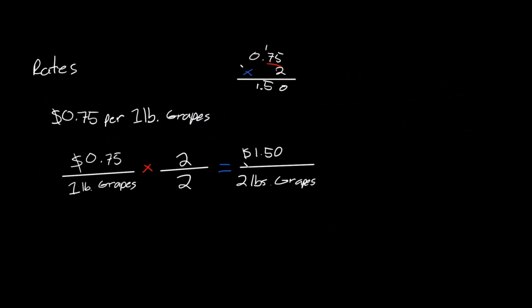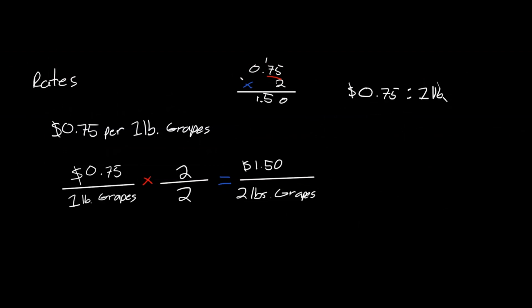$1.50. And we could have rewritten that in ratio notation. We could have written the money here so you know what we're talking about, per 1 pound. And then we could have done the same thing and multiplied both by 2. And that would have gotten us to $1.50 per 2 pounds. So if we were to buy 2 pounds of grapes, we know that it would cost $1.50.